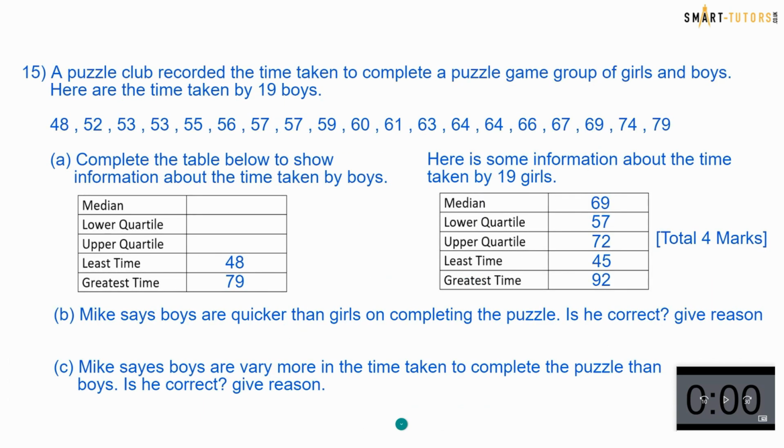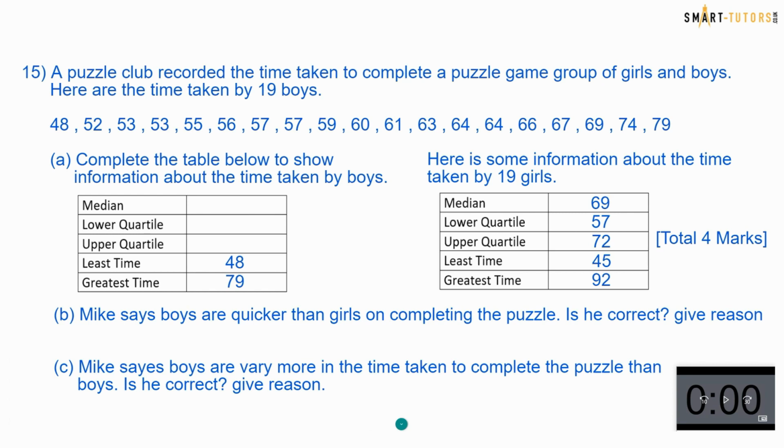Question number 15. A puzzle club recorded the time taken to complete a puzzle game for a group of girls and boys. Here are the times taken by 19 boys, and the numbers are given. Complete the table below to show the information about the time taken by boys. Then on the second part, here is some information about the time taken by 19 girls. The information is already filled in.